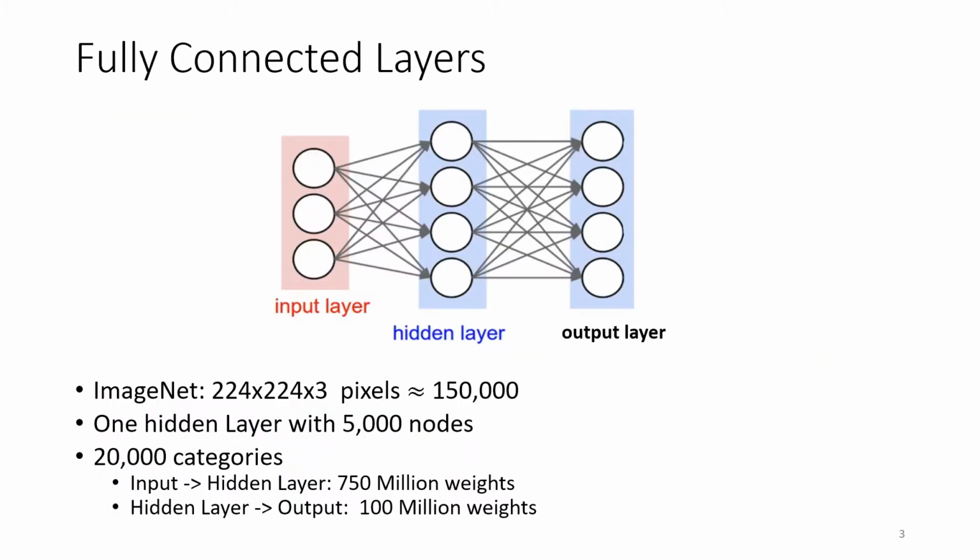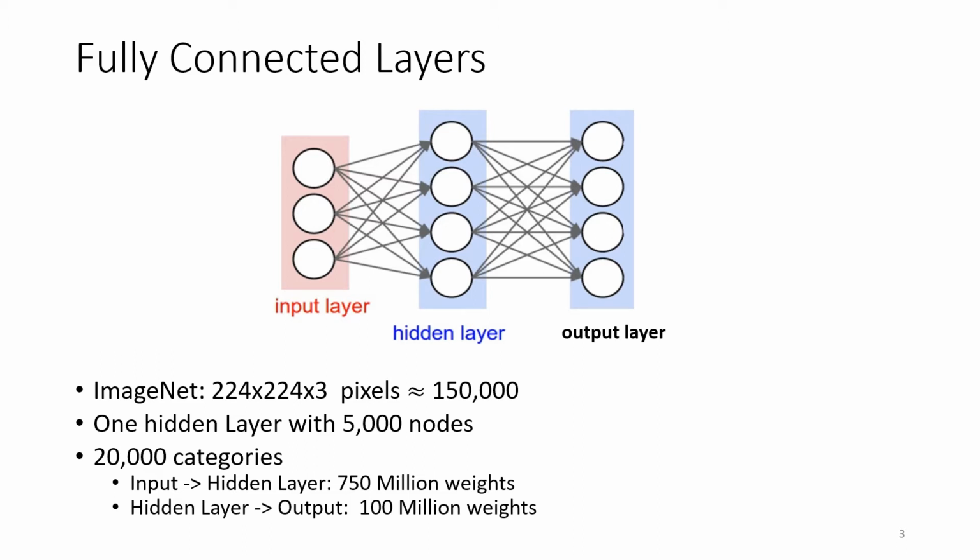So let's say we have a very simple fully connected layer, with only one hidden layer. In ImageNet, we have images of 224 by 224 pixels, and because we have 3 channels, we have around 150,000 pixels. Let's say we have a hidden layer of size 5,000 nodes, and because we have 20,000 categories, the output layer has 20,000 nodes.